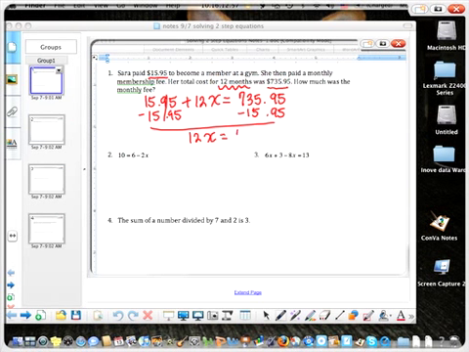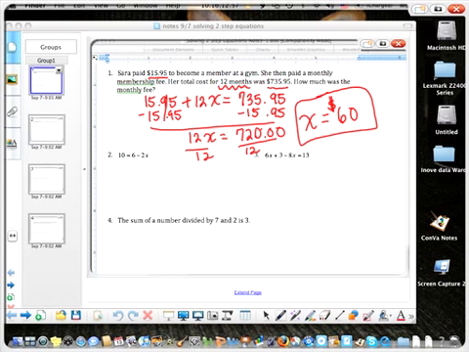So you get 12x equals $720. And then if you divide by 12, that'll give you how much that fee was that she paid per month. So x would equal 60. That's $60. Pretty hefty fee. Must be a very nice gym. But she's paying $60 a month to go to this gym.